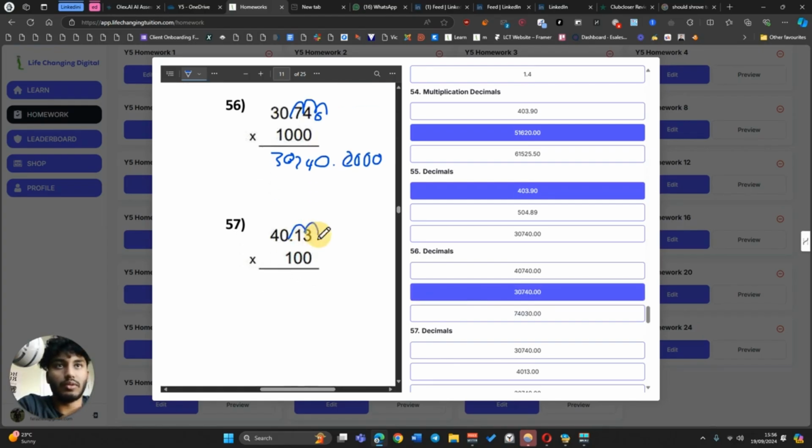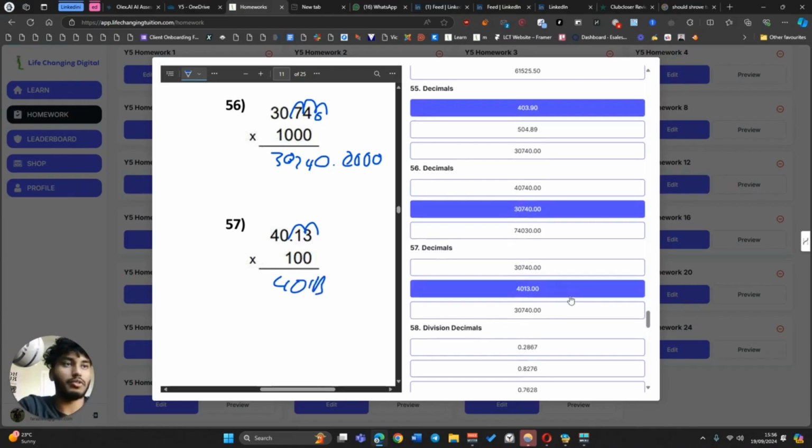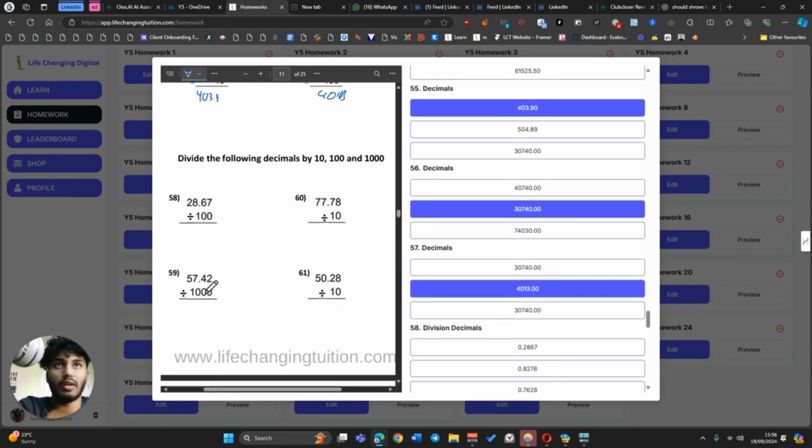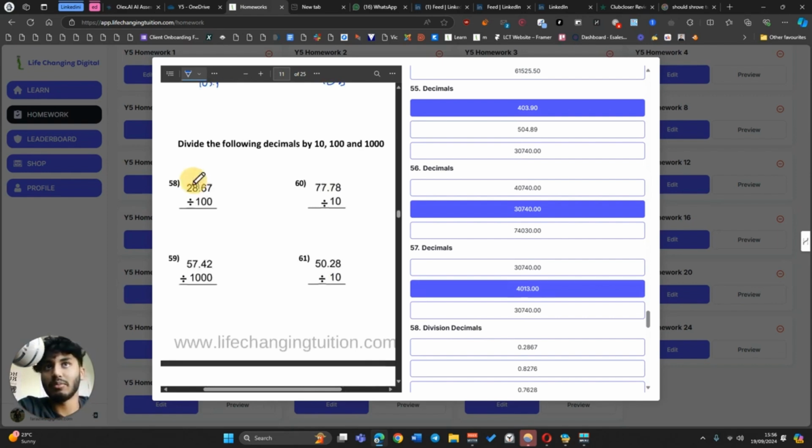57, we've got 1, 2. So that should just be 4013. Again, 0.00 is the same number. Now we can divide by hundreds and tens. Same thing, but you move left now when you're dividing. So we move left, oh sorry, it should be only 2 times. Because it's by 100, so that should be 0.2867.